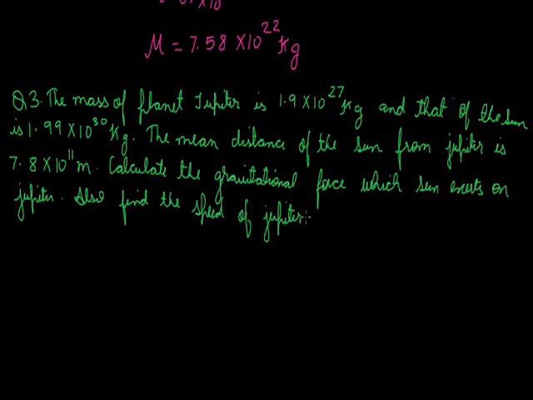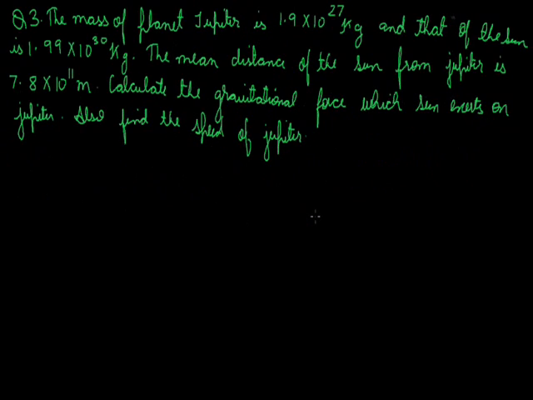Now in this question we are given the masses of Jupiter and the Sun and the respective distance between them. For that we have to evaluate first the gravitational force and then the speed of Jupiter. First we will deal with the first part of the question, that is its gravitational force. We very well know that the gravitational force is G m1 into m2 over r square. According to this formula we are aware of capital G, m1, m2 and r also.